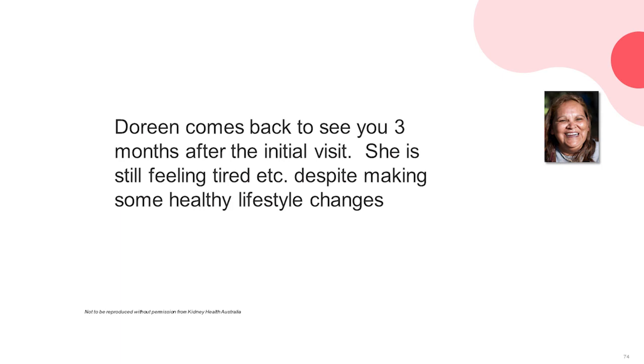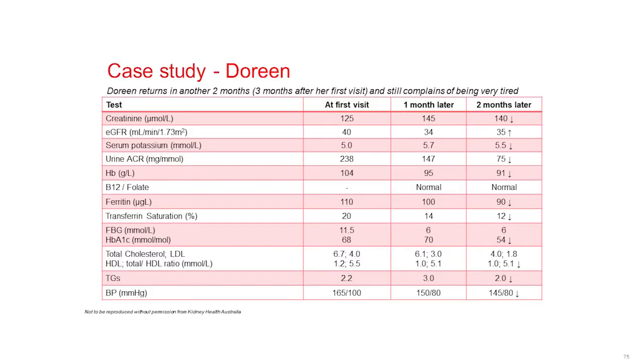She's still feeling tired despite making some healthy lifestyle changes. We can go through the results. The creatinine is fairly steady now at 140. The GFR is again holding at 35 with the potassium at 5.5. So you can see that the albumin creatinine ratio has come down to 75. Hemoglobin is still a touch low at 91. The blood pressure is better at 145 over 80. The fasting blood glucose is 6.